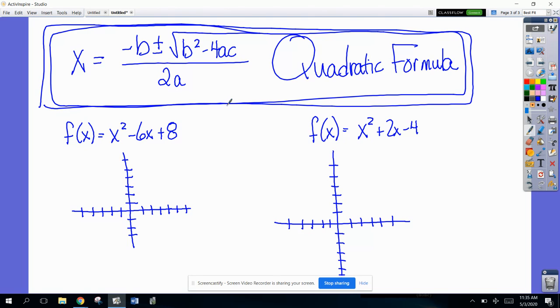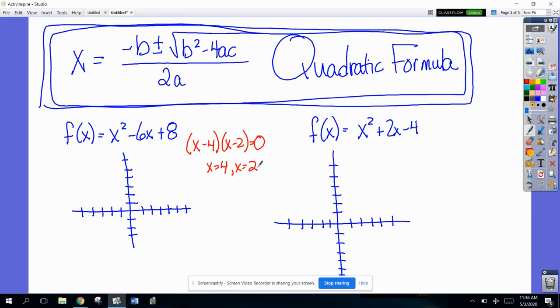We use it because when you solve by factoring, you're actually finding the x-intercepts of a parabola. If I look at this one, x squared minus 6x plus 8, I can factor that. It's going to be x minus 4 and x minus 2, because negative 4 times negative 2 is positive 8, and negative 4 plus negative 2 is negative 6. And just like we did yesterday, that equals 0. So you get x equals 4 and x equals 2.